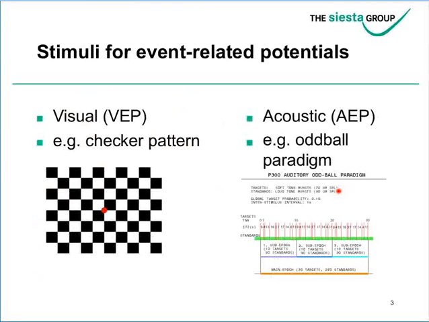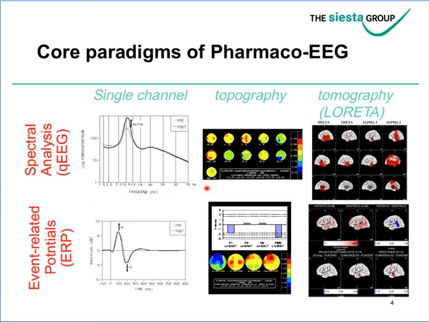Some of the paradigms of measuring brain activity are done in connection with certain paradigms of presenting repeated stimuli. These are the paradigms of event-related potentials. So typically one presents visual or acoustic stimuli in certain orders, for instance, an oddball paradigm in the acoustic scene or checker pattern visual stimuli to elicit responses that are called event-related potentials. That leads us to the core paradigms we're talking about here.